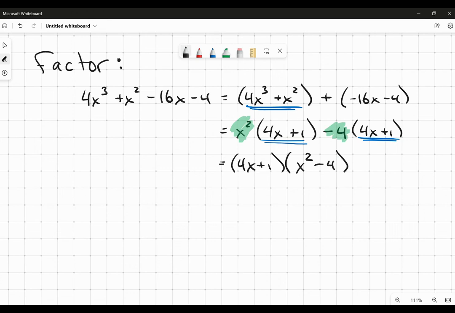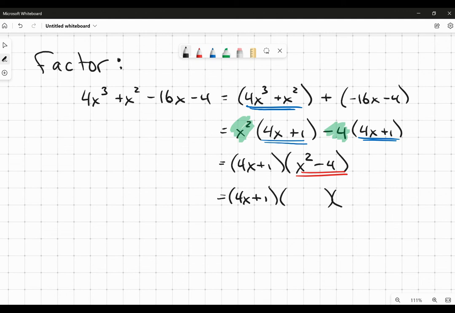Good. Now, a question like this has got another bit of factoring nested in it. And so you always want to be looking for that extra bit of factoring at the end here. And what I'm seeing here is that when I took out that common 4x plus 1, I was left with this x squared minus 4, and that is a difference of squares. You want to be looking for that.